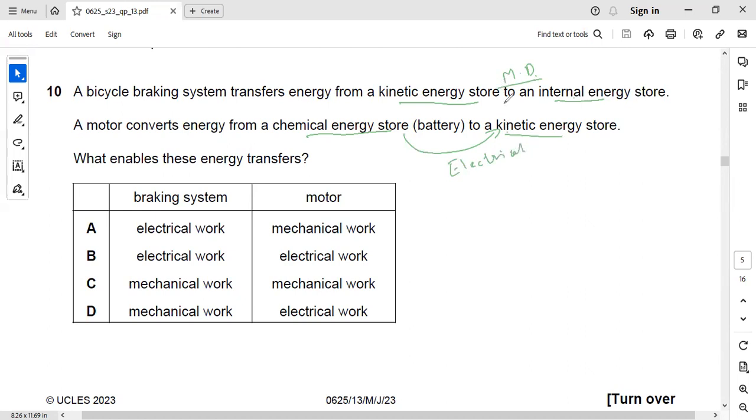So when we are applying a brake, that is a mechanical work. And when the motor shaft is turning, an electric current is getting generated. So here the right answer is D. Braking system is mechanical work. In this motor, electrical work is being done.